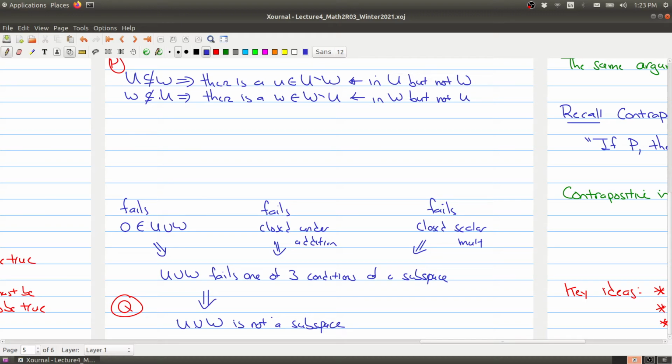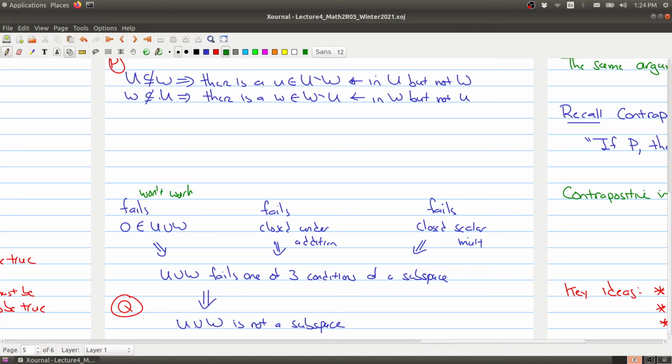Okay, so let's think about this. Well, U and W both contain 0, so the intersection contains 0. So this part actually holds. This is okay. So this won't work, okay? So hopefully you can see why it won't work because 0 is inside of this. What else won't work? Well, it won't work under scalar multiplication, right?